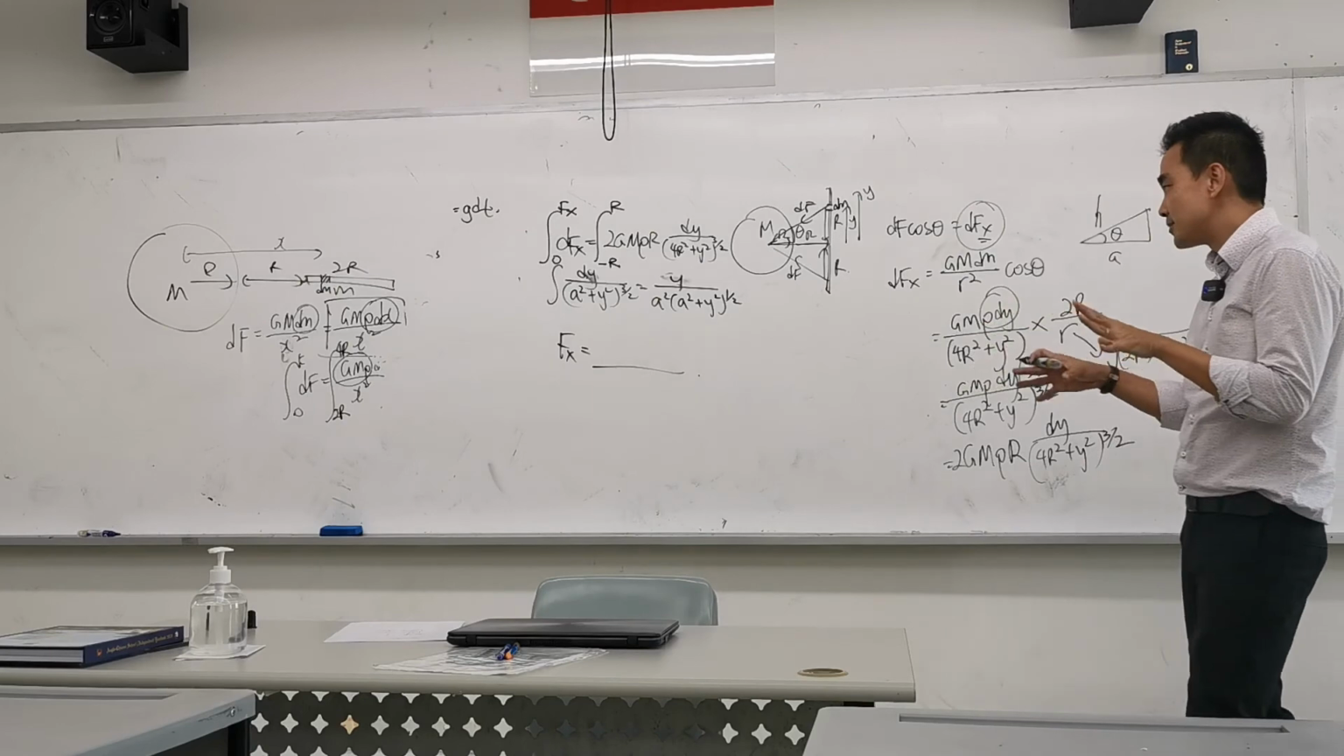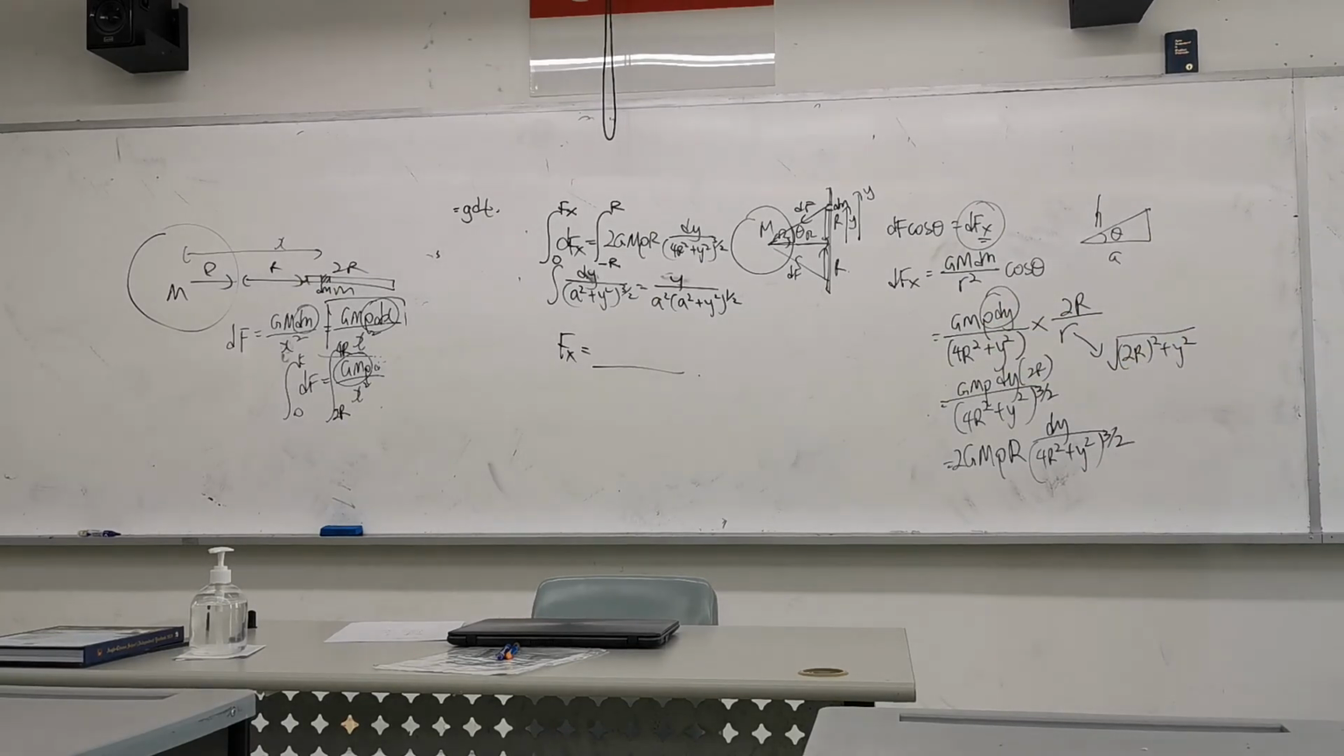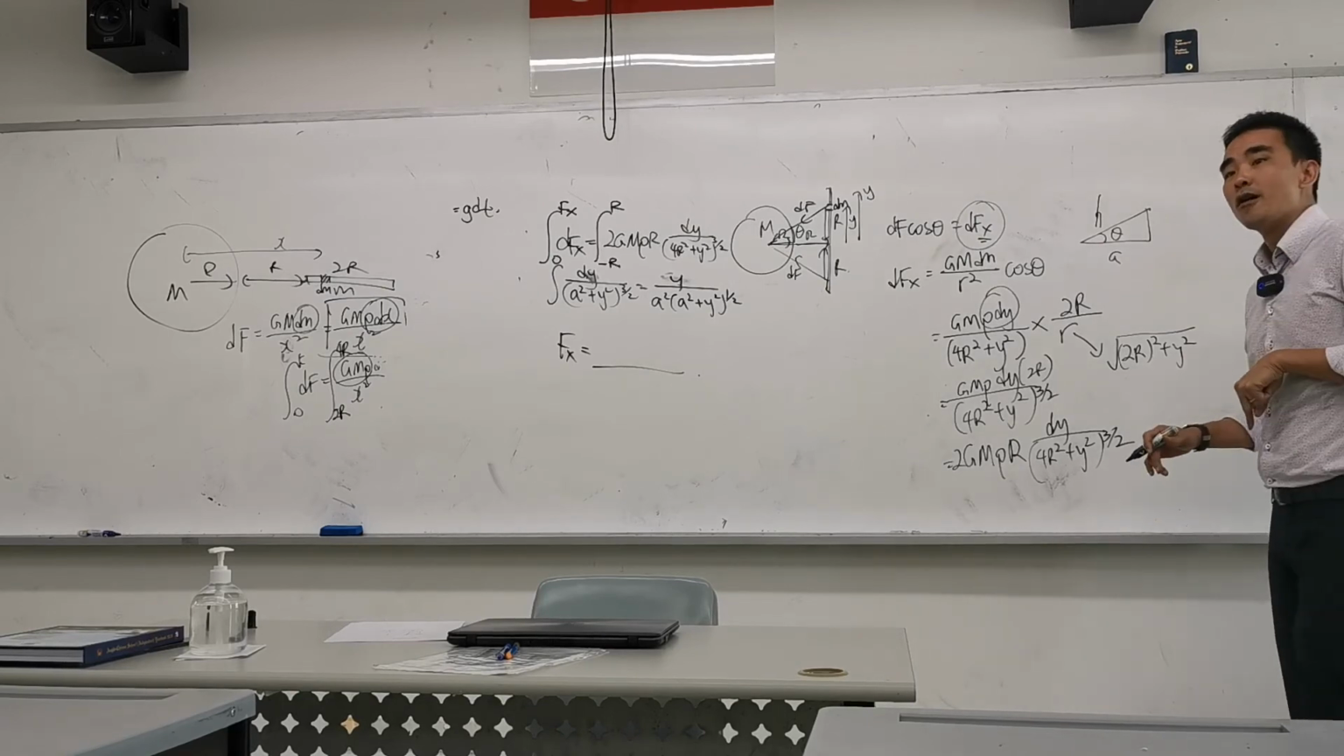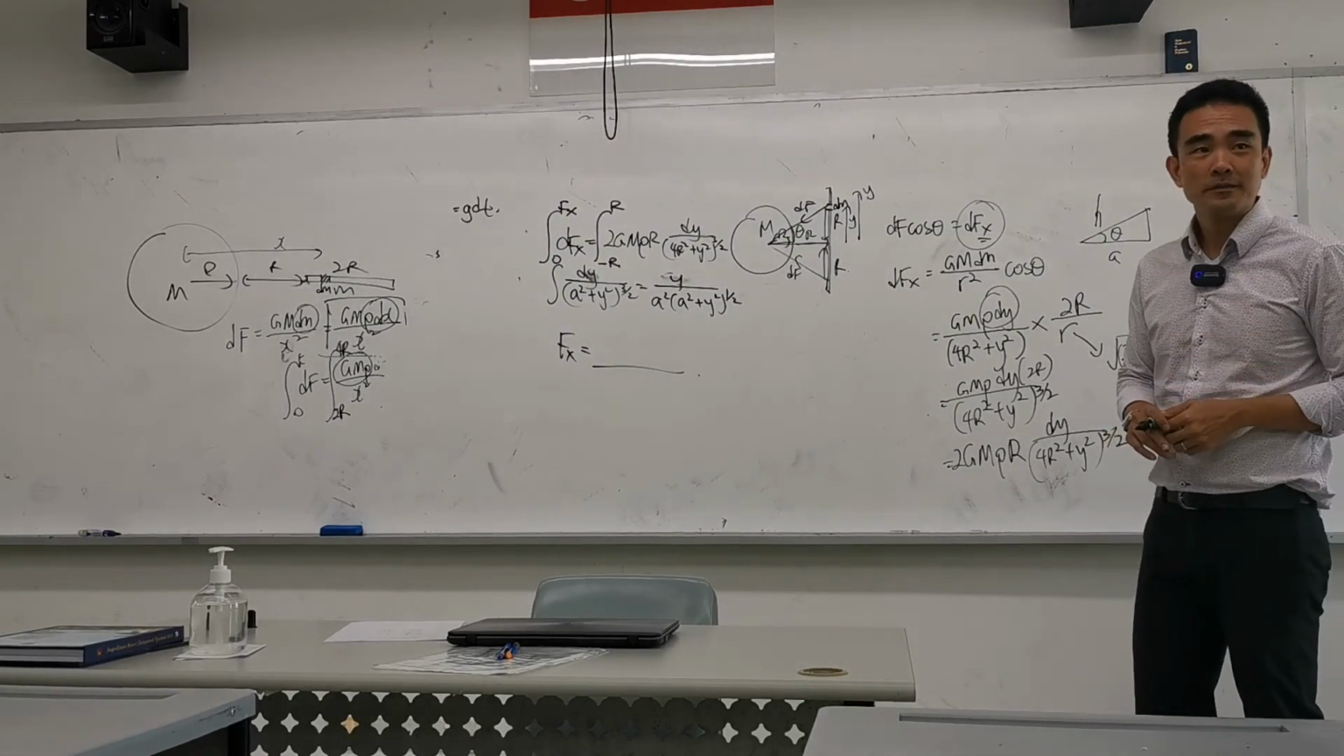I'll give you about 2-3 minutes. Just wiggle your way through, and hopefully you'll be able to get a nice answer. In this case, the a will be 2r.